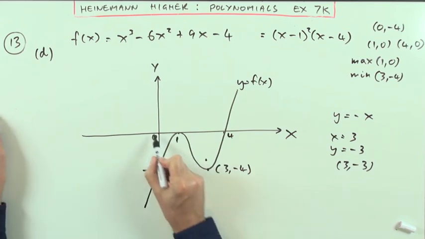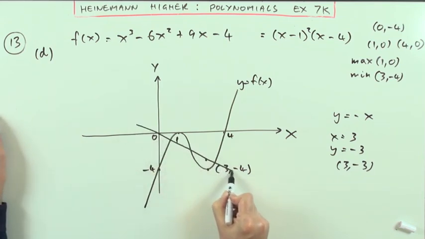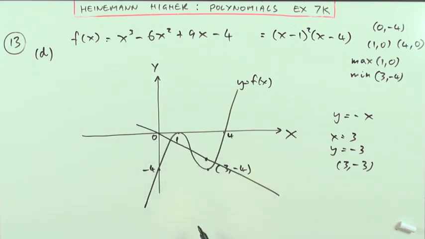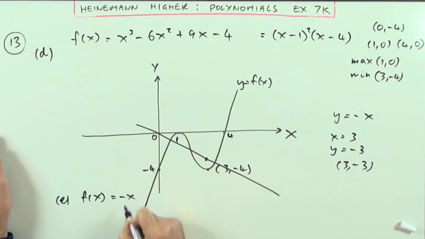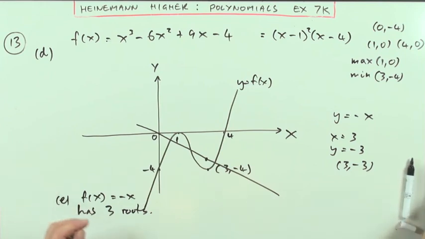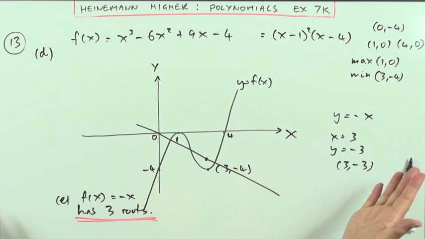So when I draw this line, it's going to have to pass through these points, which means that it's actually cutting 3 times. So the answer to part E would be, use your graph to find the number of solutions to the equation. So f of x equal to negative x has 3 roots. That would be question 13.